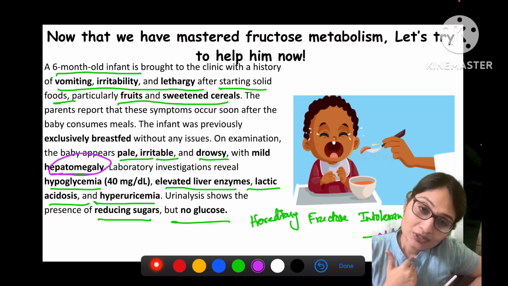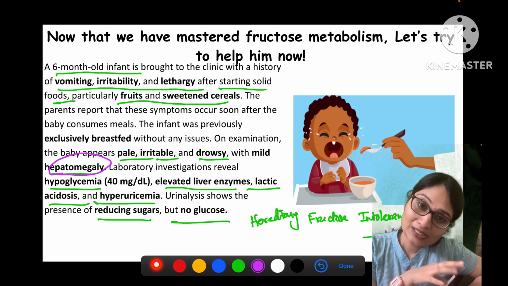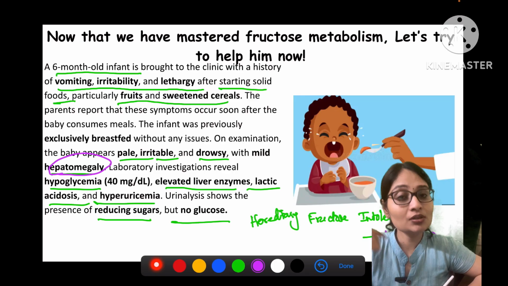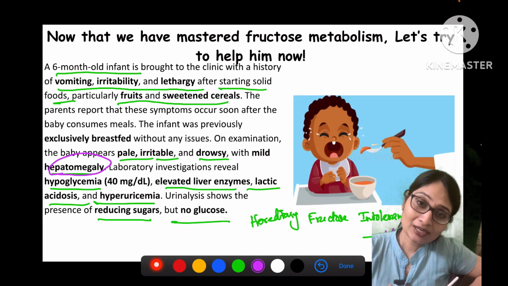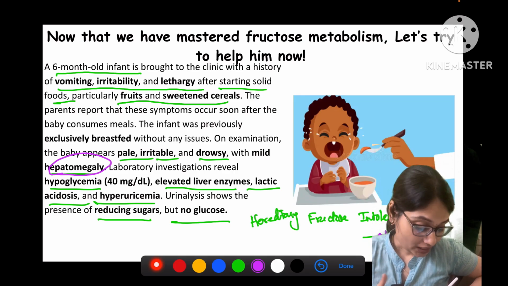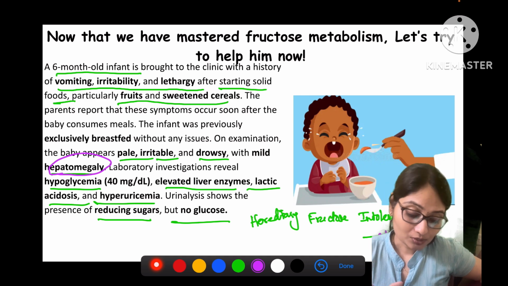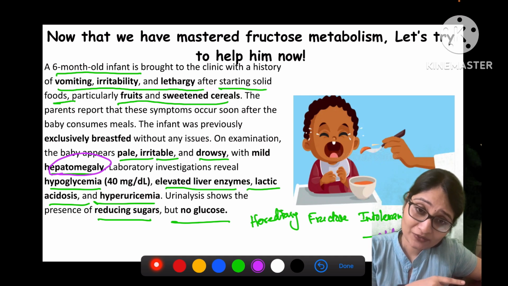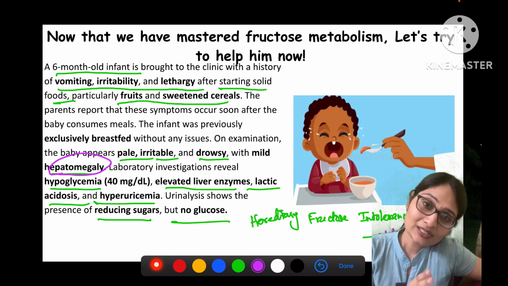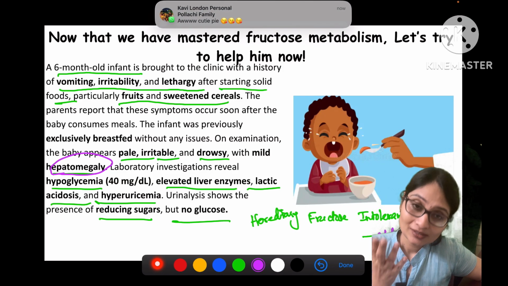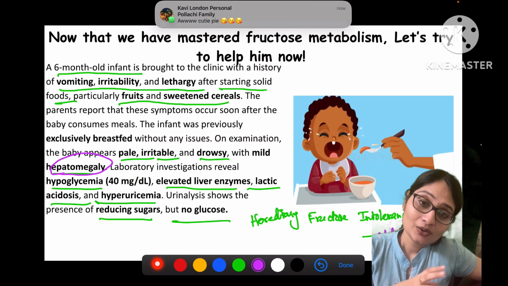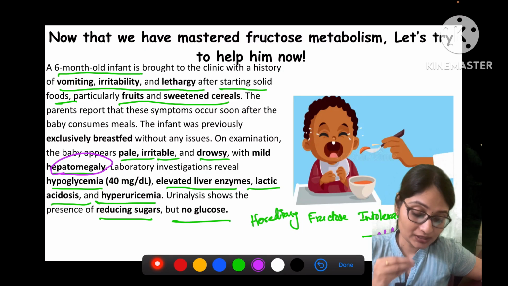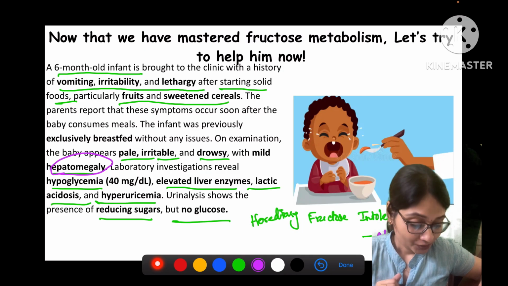Why hyperuricemia? Hyperuricemia because ATP is not available. So the precursor of ATP, which is adenosine, accumulates. Adenosine on degradation gives you uric acid and hence hyperuricemia. So why typically all these features after 6 months of age, especially after starting solid foods? Because till 6 months of age, the baby is breastfed. So only after 6 months the baby is exposed to fructose and only then all these symptoms manifest. Fine.